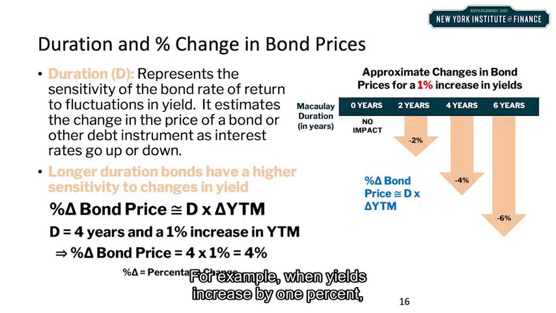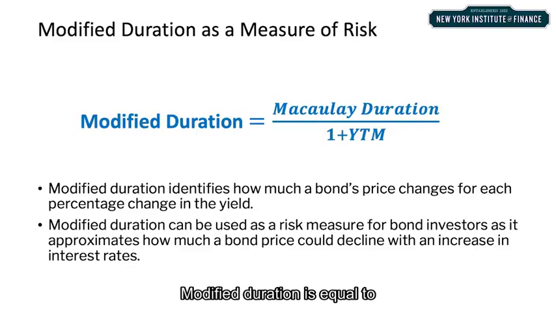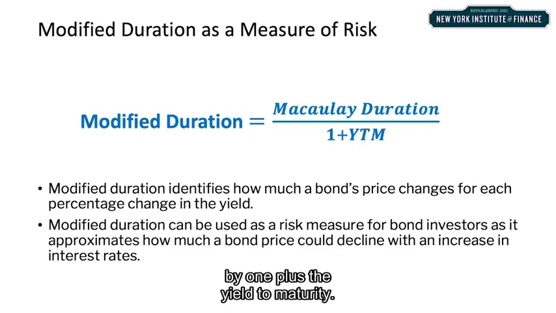For example, when yields increase by 1%, a bond with a Macaulay duration of 6 years would decrease in value by a little bit less than 6%. To get a more accurate estimate of the percentage change in the bond's price, we need to calculate the modified duration. Modified duration is equal to the Macaulay duration divided by 1 plus the yield to maturity.